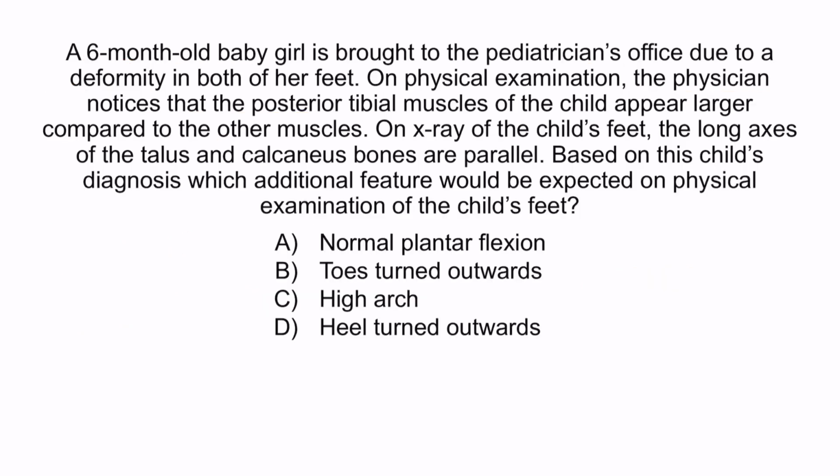A 6-month-old baby girl is brought to the pediatrician's office due to a deformity in both of her feet. On physical exam, the physician notices that the posterior tibial muscles of the child appear larger compared to the other muscles. On X-ray of the child's feet, the long axis of the talus and calcaneus bones are parallel. Based on this child's diagnosis, which additional feature would be expected on physical exam of the child's feet? A. Normal plantar flexion. B. Toes turned outwards. C. High arch. Or D. Heel turned outwards.